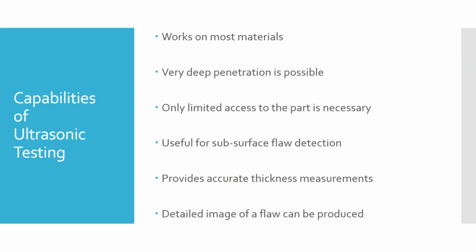Ultrasonic testing can find subsurface flaws. It can be used for surface flaws as well, so it's versatile in that respect. You only need limited access to the part because you can send the sound through it. This is often used on buried oil pipelines, where you just need access to one part of the pipe. They can send a sound wave that travels down the entire length of the pipe underground and reflects back to that point.